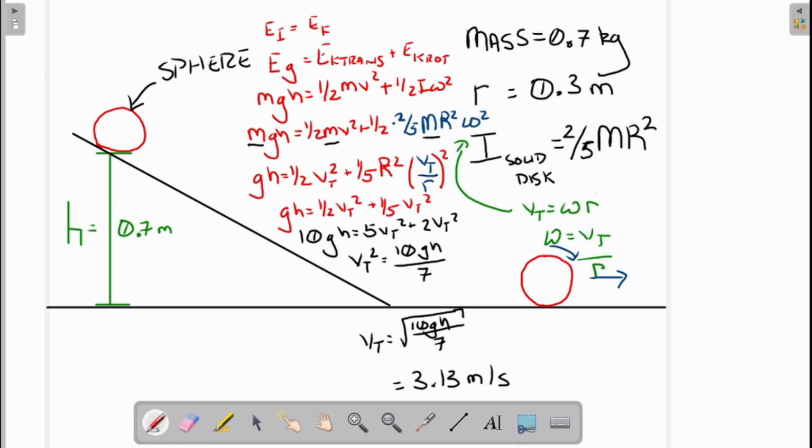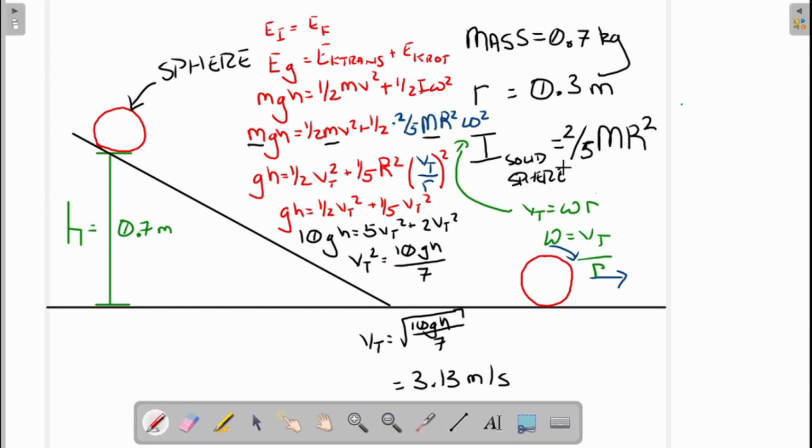Okay, starting from the top, E initial equals E final, so my EK translational plus my EK rotational equal my EG that I had originally. So I substitute mgh in, I substitute 1/2 mv squared in, I substitute 1/2 I omega squared in. When I substitute in the 2/5 mr squared for the sphere, I notice that each term has the mass in it, so I can divide out the mass. That'll make my math a little easier.